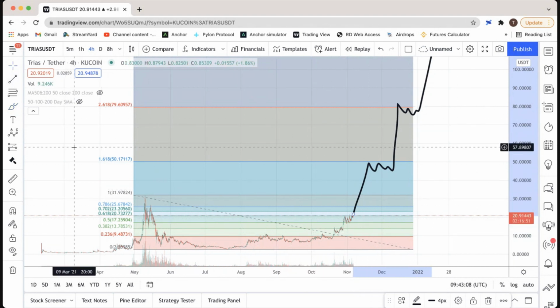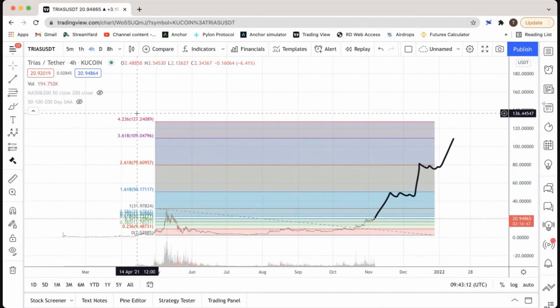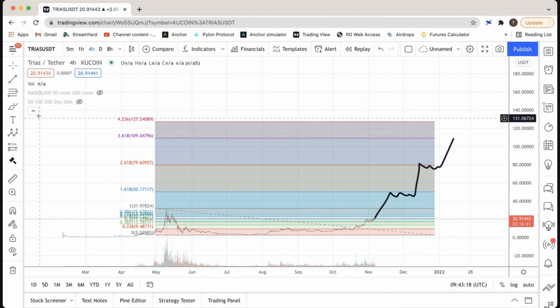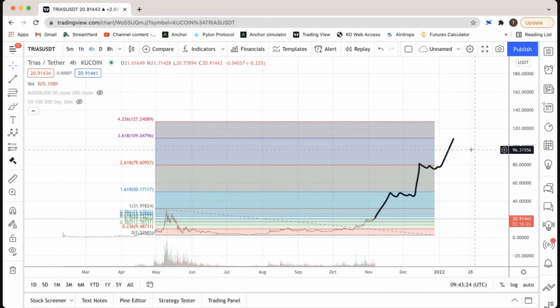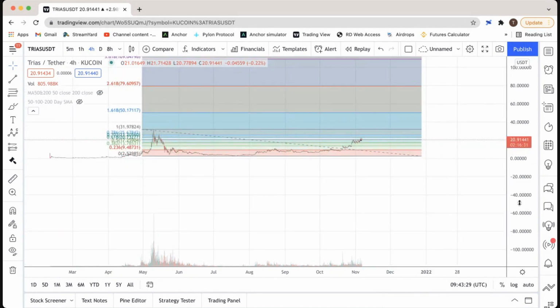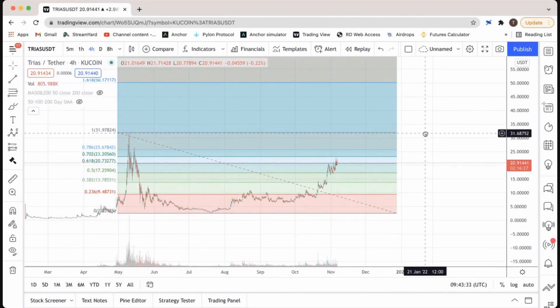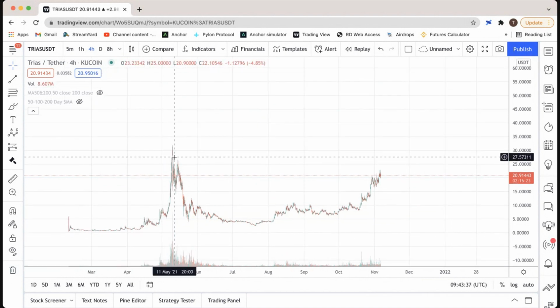So my personal final target for Trias would be around $120. I will be keeping a moon bag in case I am wrong, because there's every chance in the world I will be wrong. But these are basically my targets going up, and I'll be scaling out at each target. I know that's not what a lot of people want to hear, but I don't really care. I'm doing my own thing. At the end of the day, you've got to do your own thing. I just thought I'd get that in there for you guys.